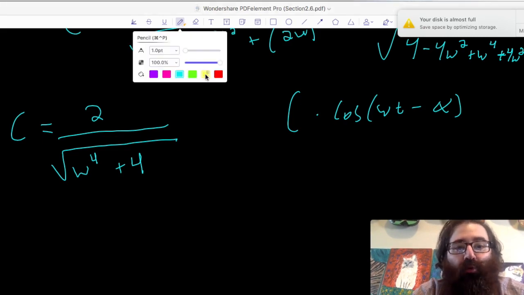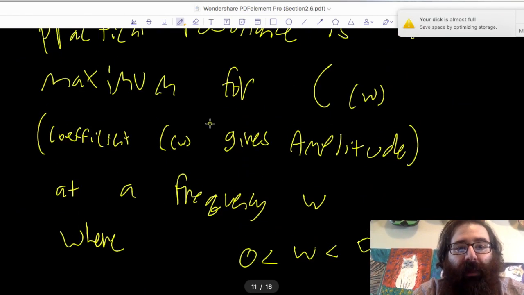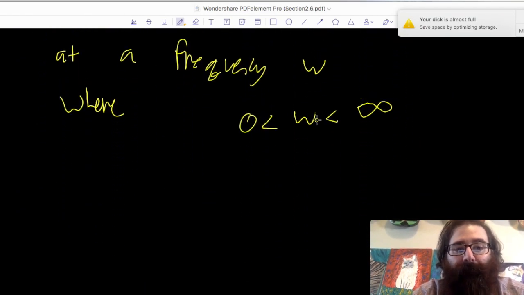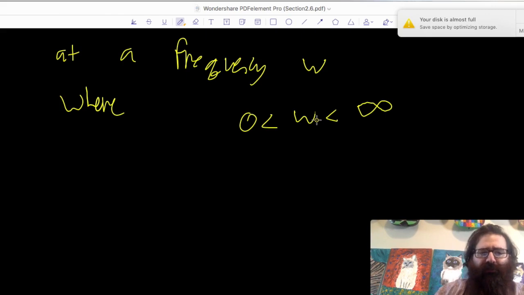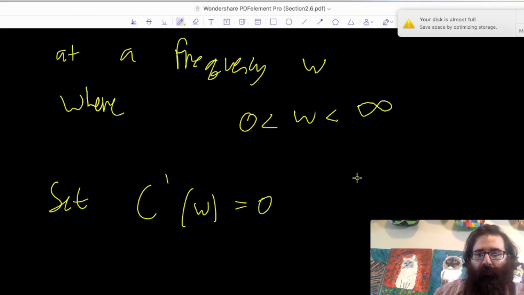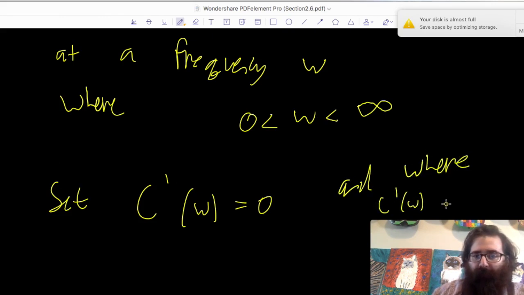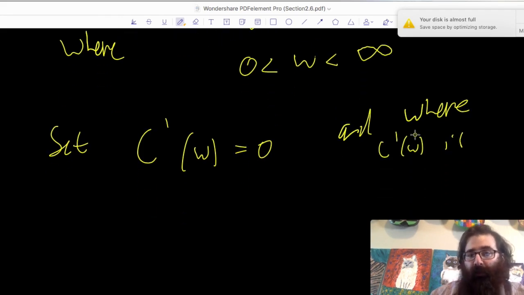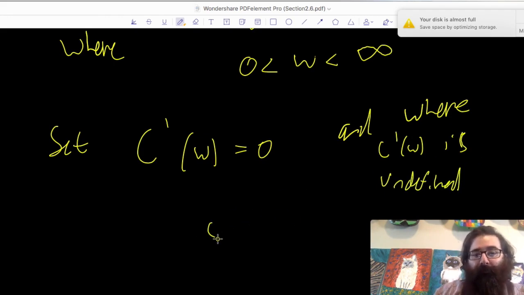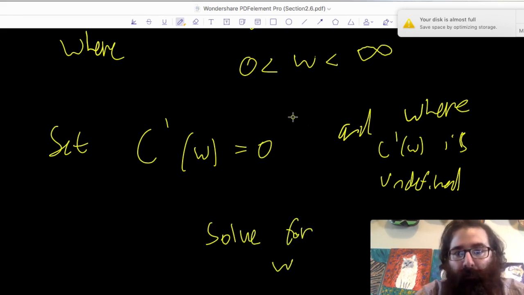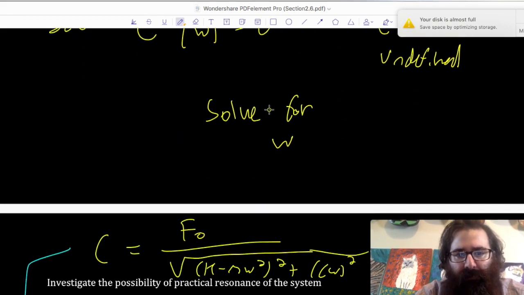But what I want to do is find a maximum for C of omega. So how can I find a maximum for a function? To do this, I want to set C prime of omega equal to 0, and find where C prime of omega is undefined as well. This is also a critical point. It isn't just setting the derivative equal to 0, it's finding where it's undefined as well. And then from there, we solve for omega to try to find these. And remember, omega has to be some positive frequency.